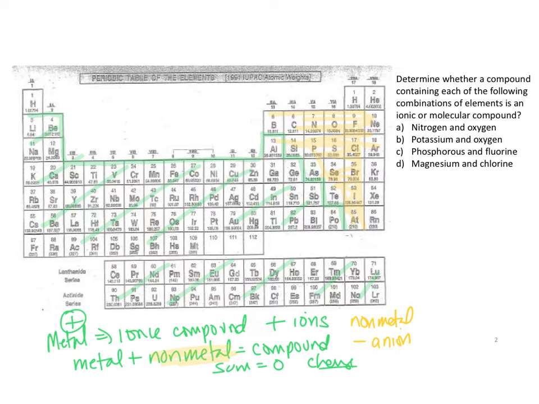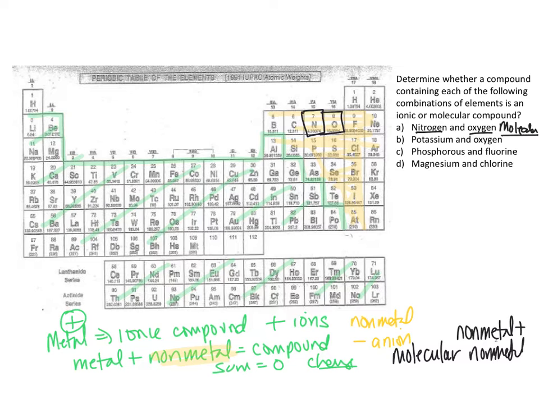All right, so let's look at our first element. So here we have nitrogen. Well, where is nitrogen? So that is a molecular compound because you have a nonmetal plus a nonmetal. Because here's oxygen. So that will be molecular. Now, when you do a molecular compound, you have no charges. Okay, so no charges. We do not do charges.